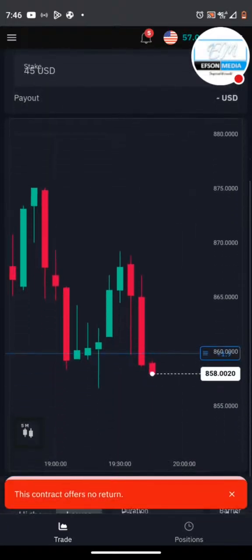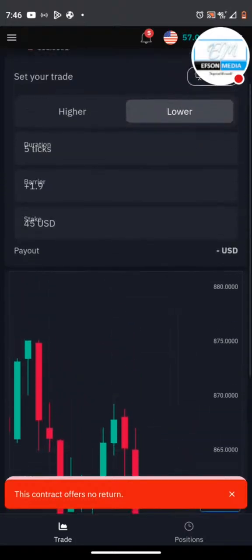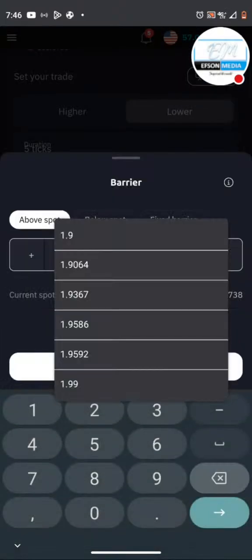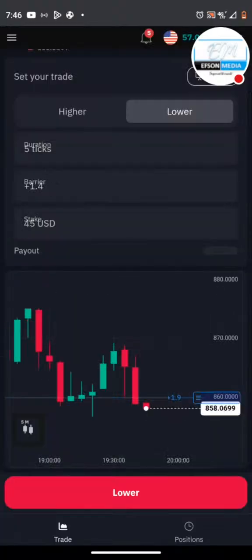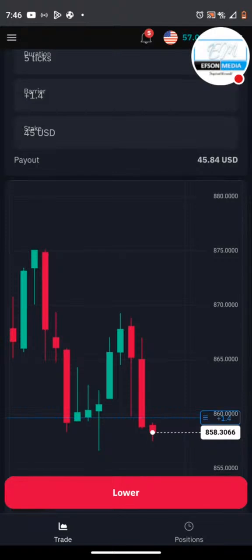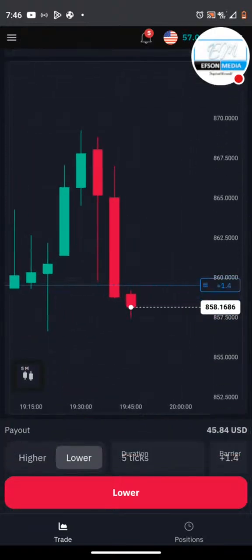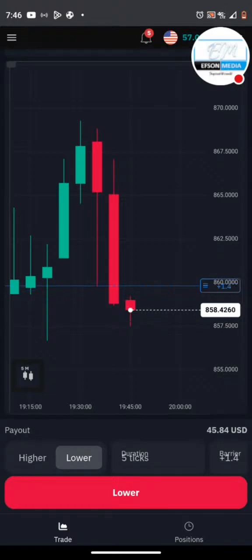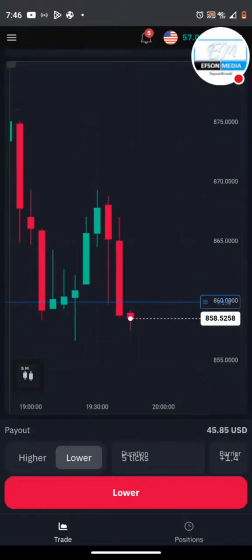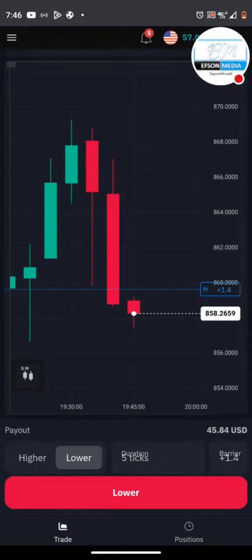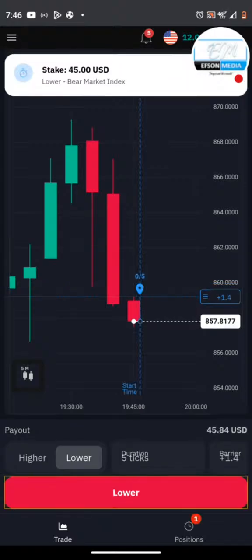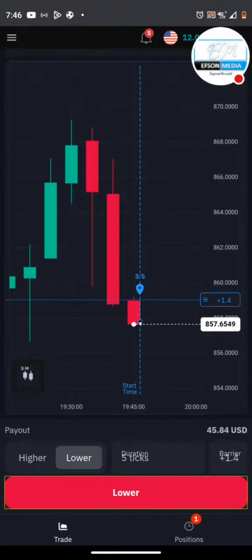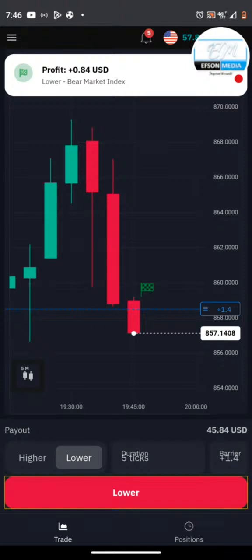I'm going low, so okay, the contract does not offer return, so I go lower, maybe 1.4. Okay, 1.4. Have some returns. So now it's 746, and I say I want to go down with 5 ticks. So let's go down with the 5 ticks. So 1, 2, 3, 4, and then 5. Then I have my profit.